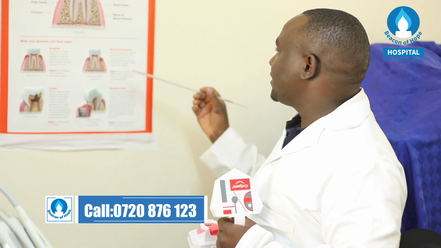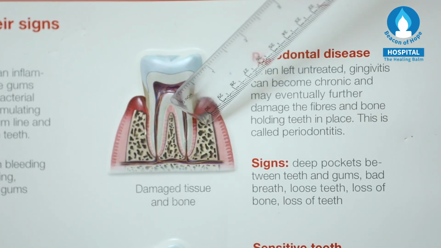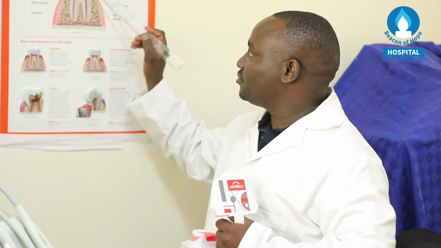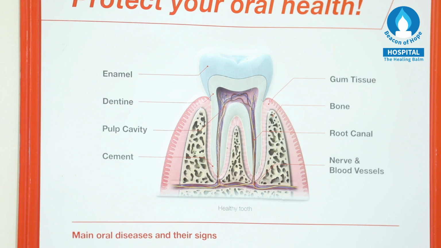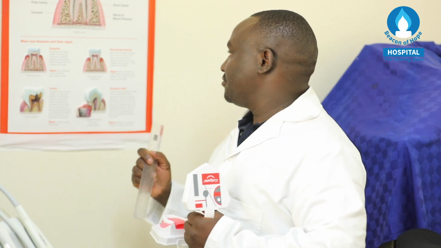Okay? So what are some of the signs of periodontitis? 1. There are deep pockets. Usually your teeth should be attached to the gum very tightly. It should be tight. There should be no pockets here. But if you have periodontitis, these pockets will open up. The second one is bad breath. If you have periodontitis, you will have bad breath because there is a lot of bacteria in your mouth, and so you will start having a bad breath coming from your mouth.